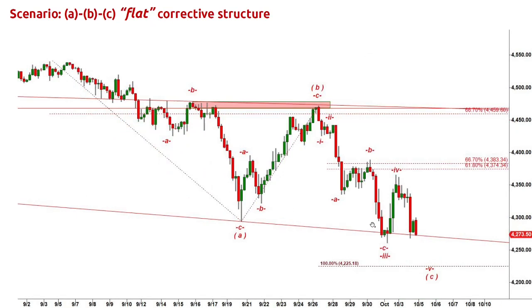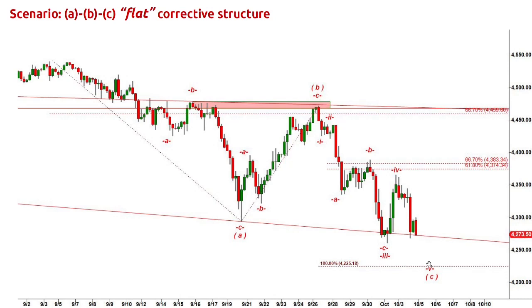That simplest scenario actually promises the quickest resolution, because the 100% extension of the first leg down in wave A is located at 4,225. It could extend a bit lower, but that scenario offers the easiest resolution, because all bulls need to do is just to push one time lower.